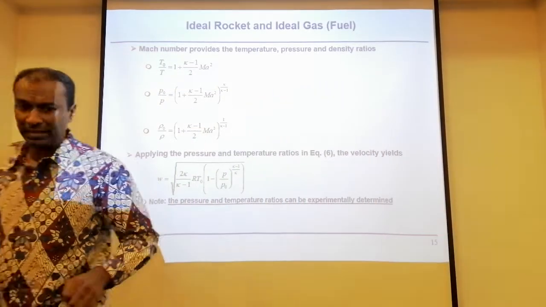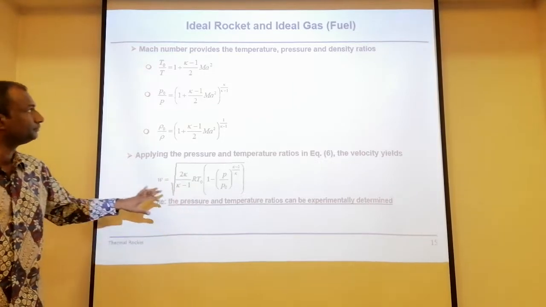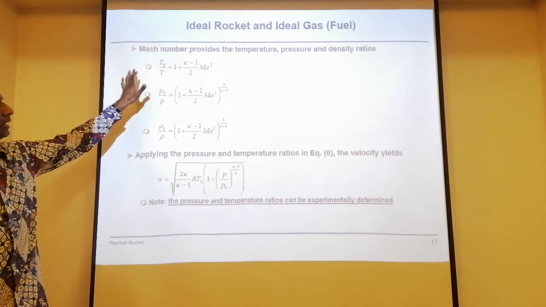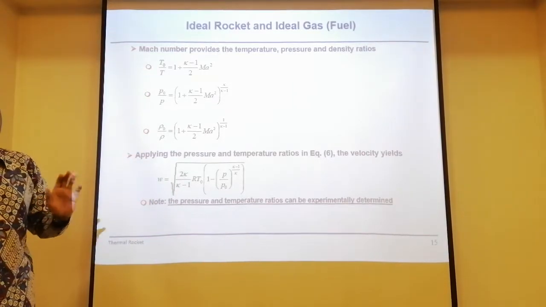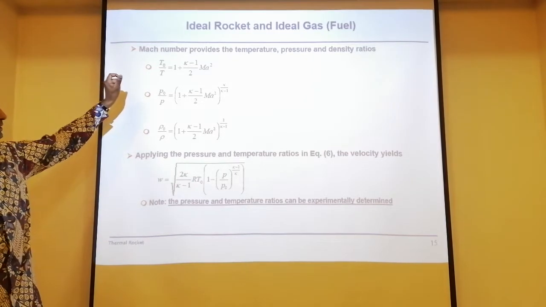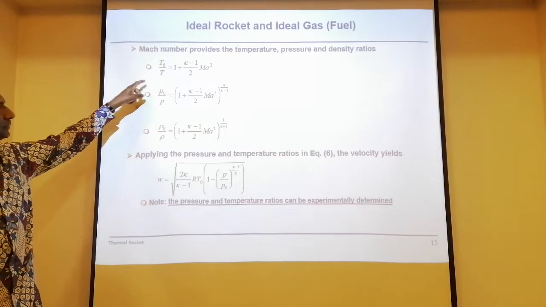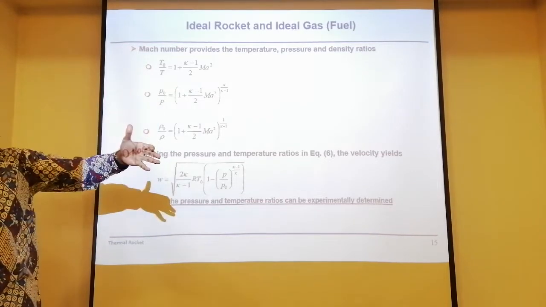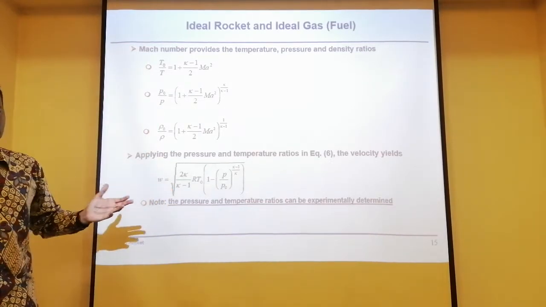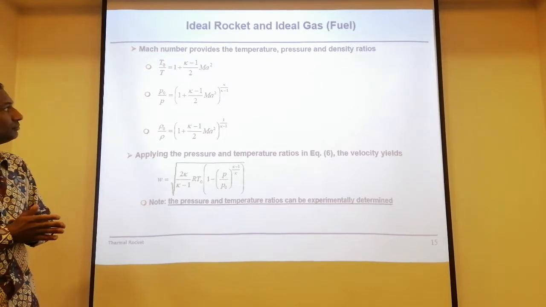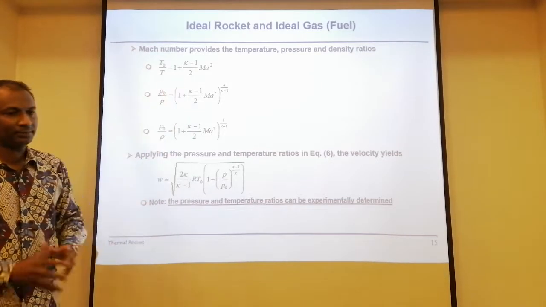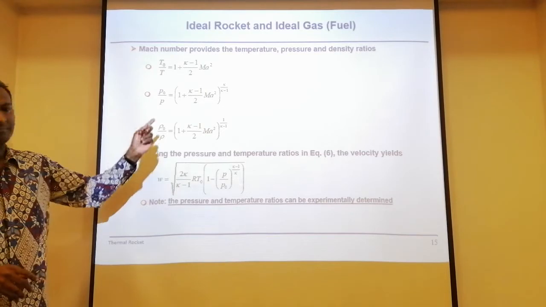Now, this is an important slide. Ideal rocket and ideal gas. Temperature ratio: T naught is your chamber and T is your exit. So I have a ratio, and I can find the temperature ratio in terms of kappa, which is Cp over Cv, and the Mach number.